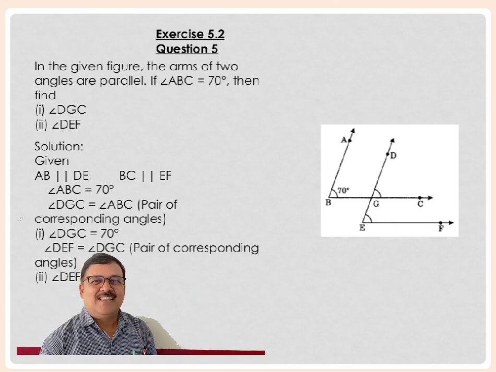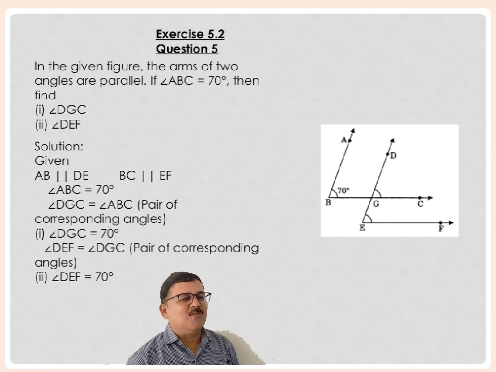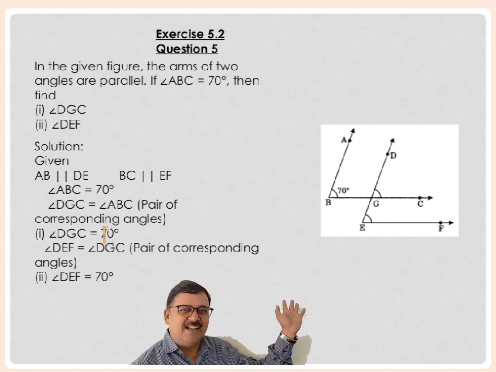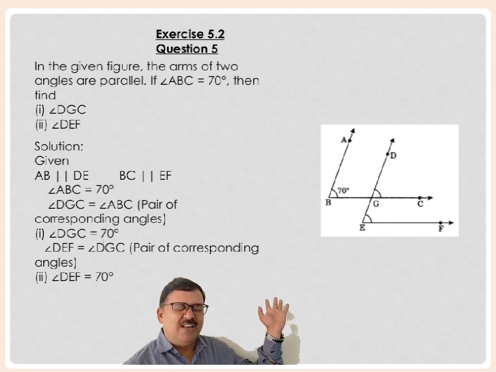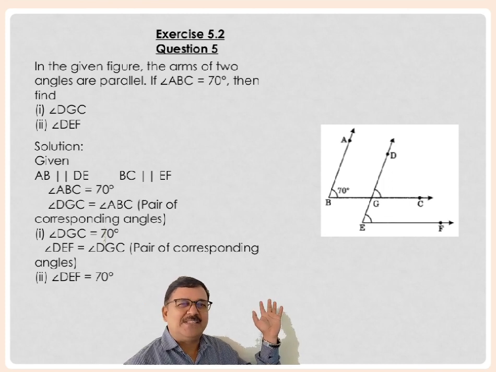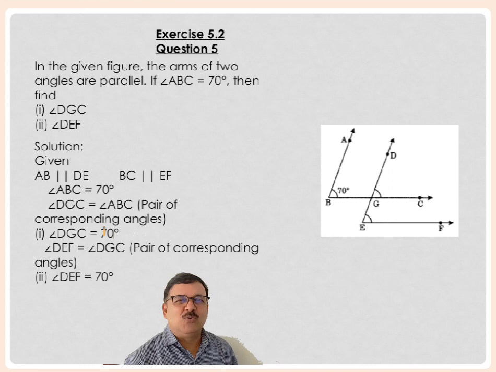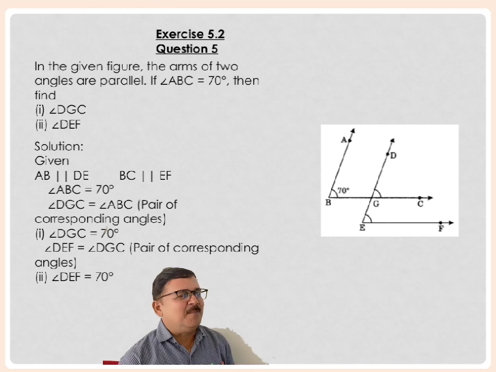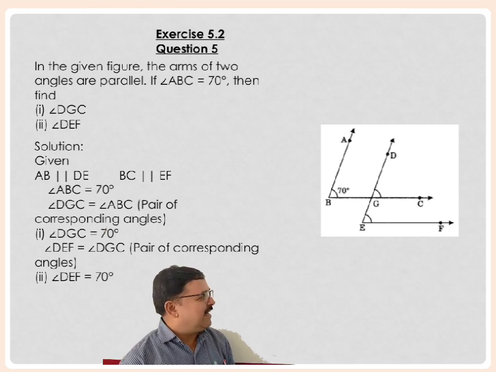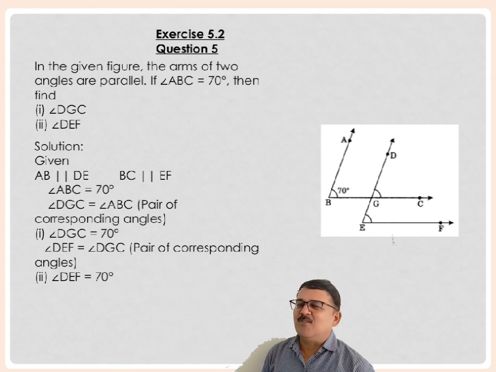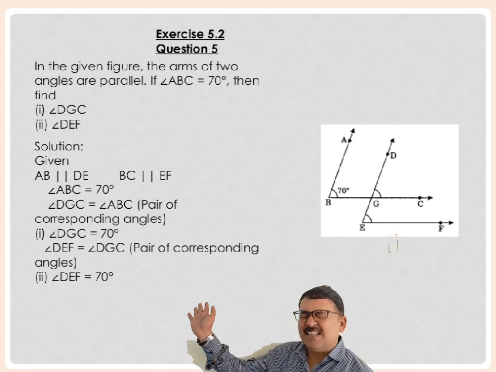Third question: if angle 4 plus angle 5 is equal to 180 degrees, then A is parallel to B. From the figure it is clear, angle 4 and angle 5 are interior angles on the same side of the transversal, or co-interior angles. So if the sum of interior angles on the same side of the transversal is 180 degrees, then the lines are parallel. Hence, A is parallel to B.